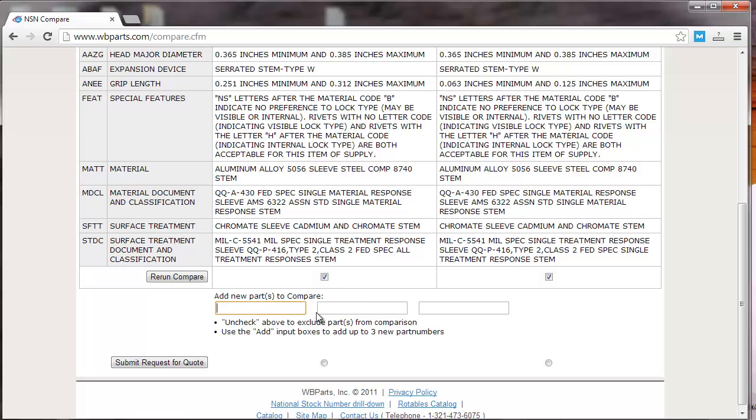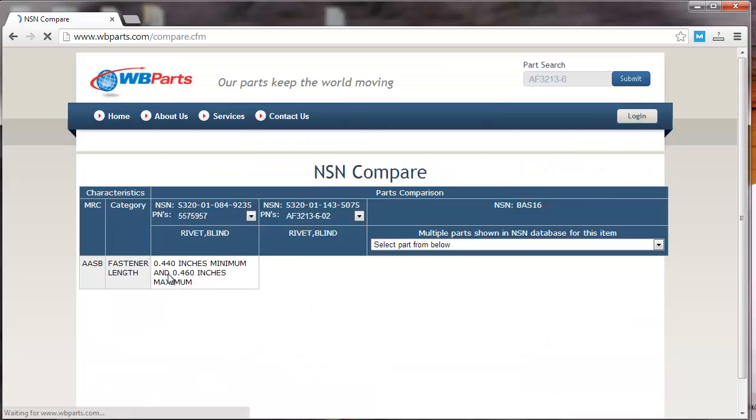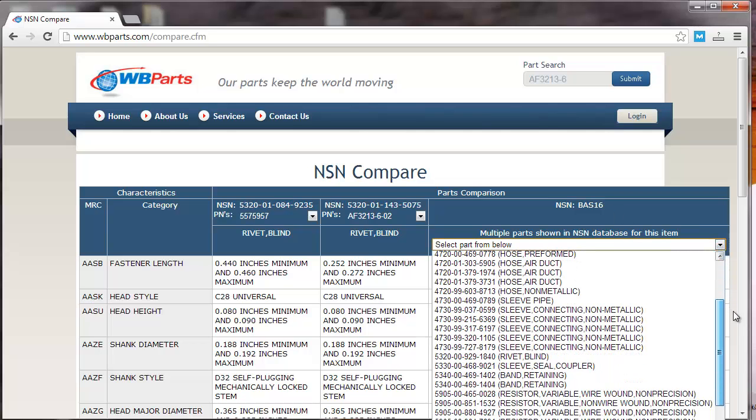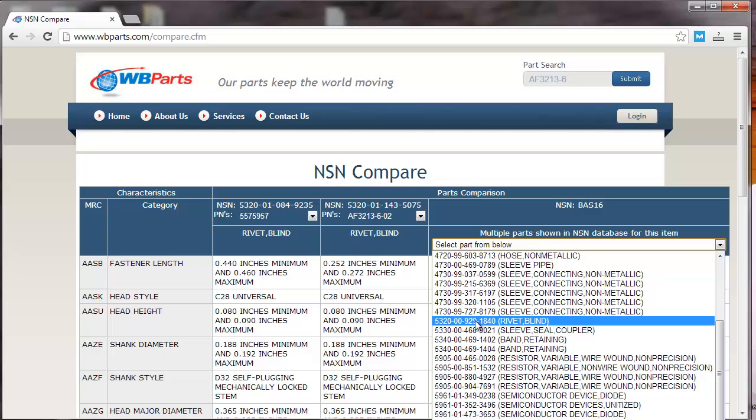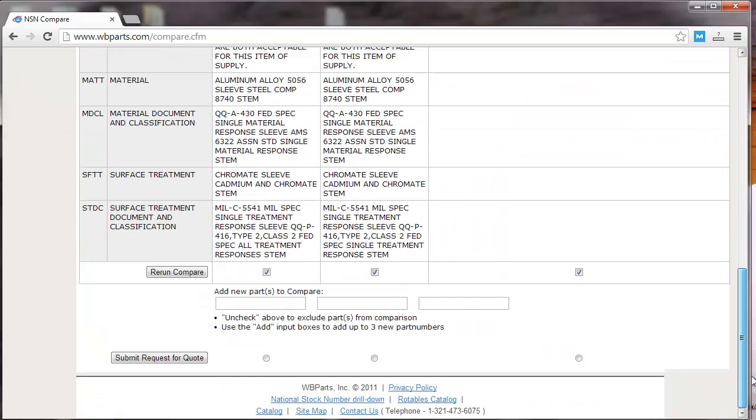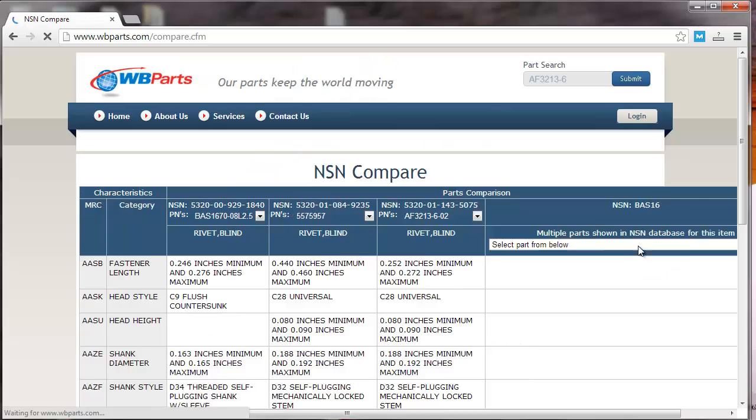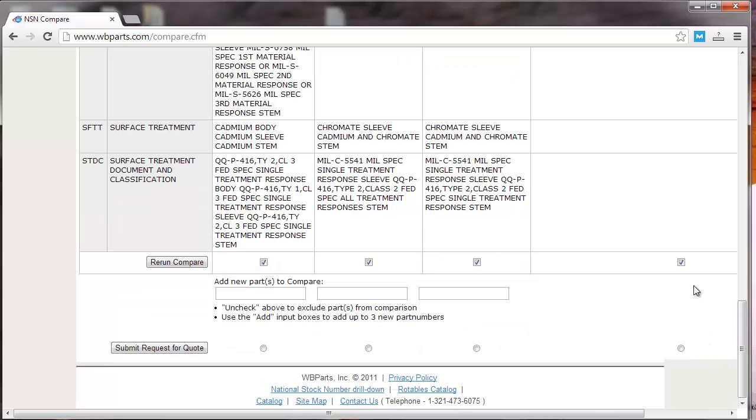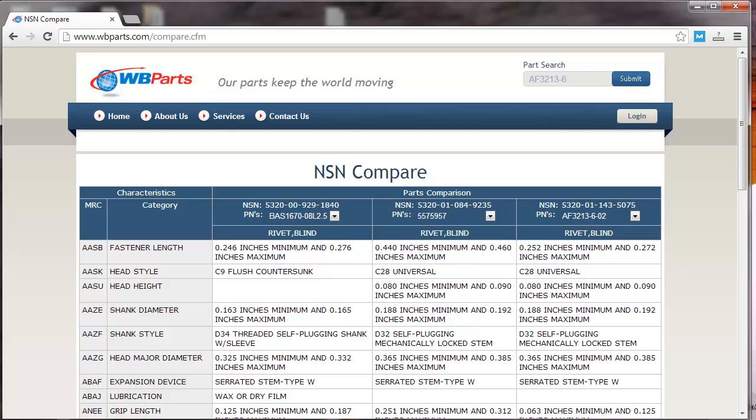I can even add a new part number. I can type in this section a national stock number or a manufacturing part number, and let's go with this part. I'm going to rerun my compare, and the system is showing me that there's multiple NSNs that start with this BAS16, and it's asking me to pick the specific national stock number of interest. I'm going to come down, rerun my compare. I can eliminate this column if I want to. Why don't I go ahead and do that? I've got my 3 part numbers there, so let's just get the 3 on the screen. So there's the BAS16 that I just added.